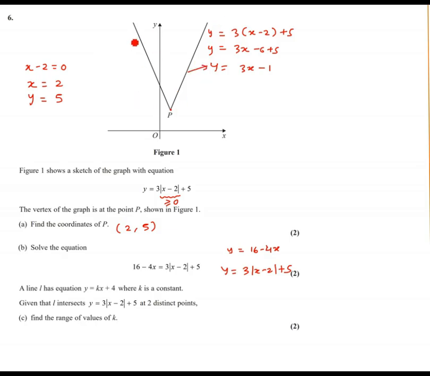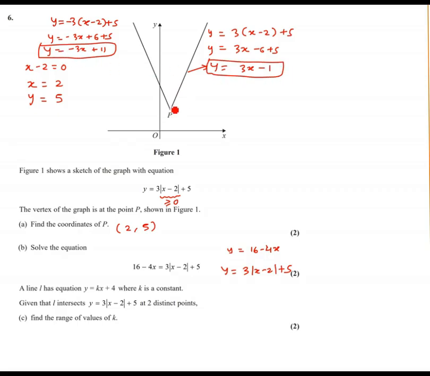And the other leg here, this one, so we open with a negative sign. So y equals 3 times, let's put a minus sign here at the front, x minus 2 plus 5, and this becomes minus 3x plus 6 plus 5. So this becomes minus 3x plus 11. So y equals minus 3x plus 11 is the equation of this leg here, and y equals 3x minus 1 is the equation of the right leg. We could have figured out the point P by solving these equations simultaneously as well. That's another method to find the coordinates of P.